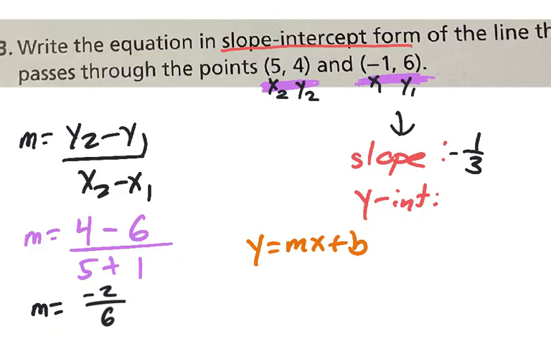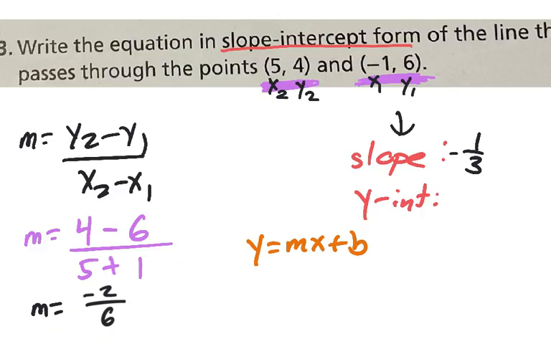So the x and y could be 0, 2. Or the x and y could be negative 3, 0. I've gotta keep the same slope here. It could be 3, 4. Okay? All of these are points that are on that line.